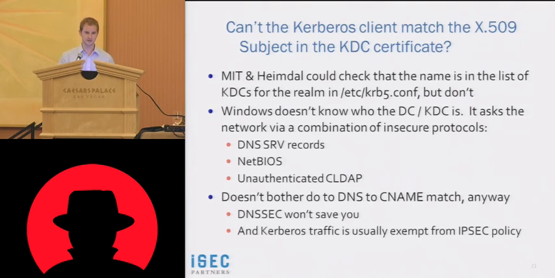This has some interesting effects in the attack we're about to demonstrate, because if you don't do that match, you can't use DNSSEC to save you from this attack because the client isn't doing any name verification anyway. As long as you can ARP spoof or be an active man in the middle, you can supply whatever certificate you want, even if it doesn't match the name. And Kerberos traffic is also typically exempt from IPsec policy, so you can't rely on IPsec to protect you.